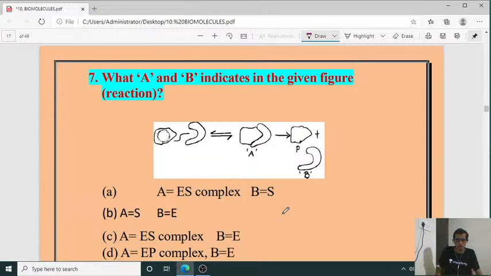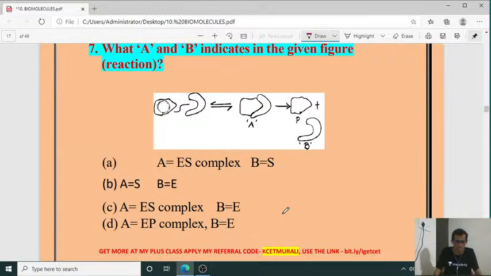Then 7th one. What do A and B indicate in the given figure or in the reaction? So here I mentioned one reaction. What is this A and B? So for the 7th one, C is the right option. A means enzyme and substrate. B refers to enzyme. P refers to product.